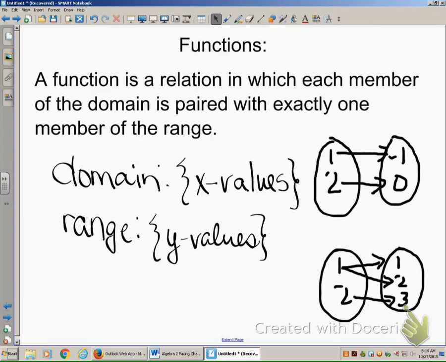Once again it says that each member of the domain is paired with exactly one member of the range. If you look at my little mapping that I have drawn here, 1 is paired with -1, 2 is paired with 0. So each member of the domain, that's my x values, is paired with only one y value. So this would be a function. But if you look at this one, the domain of 1 is paired with not exactly one member of the range, but 2 members of the range. So this is not a function. Okay, let's move on.